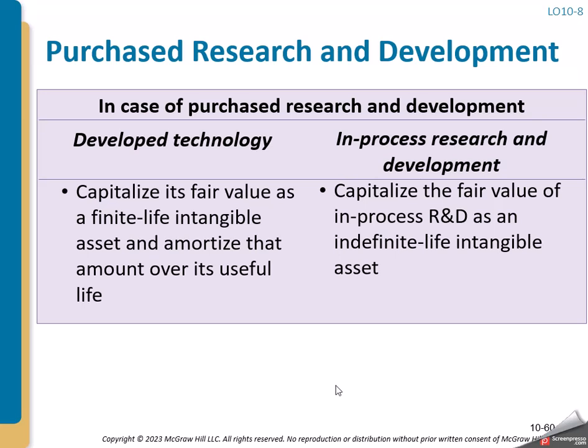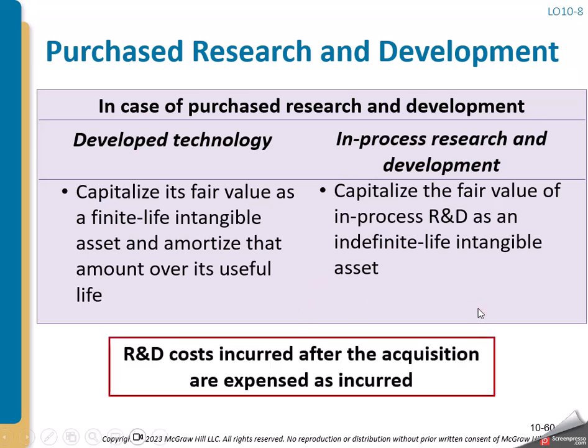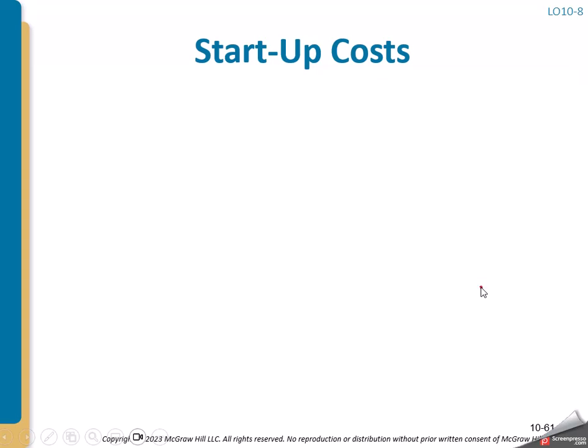Oh, and then this is purchased. If we didn't develop it in-house, but we purchased it from an outside company, then we're going to capitalize that at its fair value and then amortize it over its useful life. If our own staff then incurs more costs after we purchase it, those would be expensed.